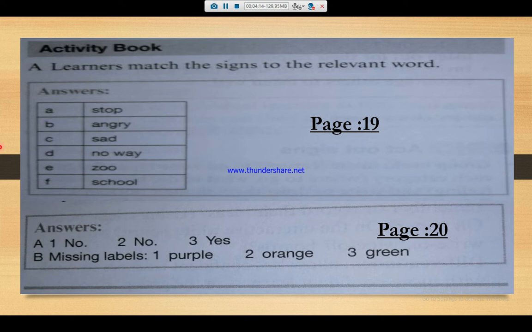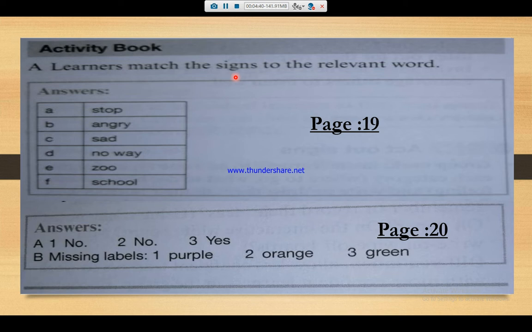So in the previous page we talked about labels, and now we are talking about a new word, which is the word sign. Sign. A sign is a picture that you can find somewhere telling you or guiding you to do something or not to do something. Okay, here we have some signs and we have some pictures, and you're going to match the pictures.